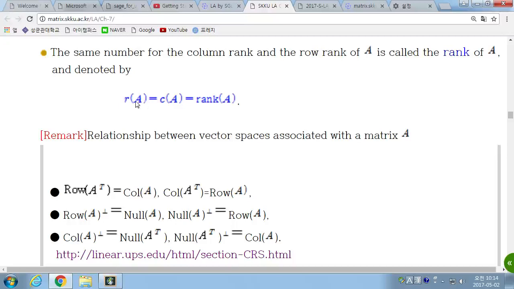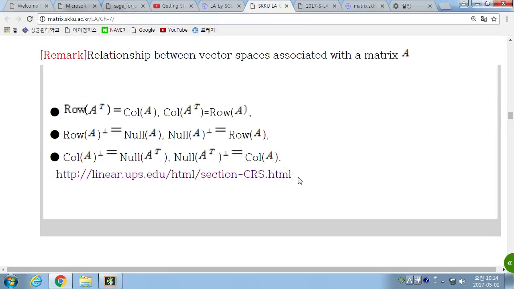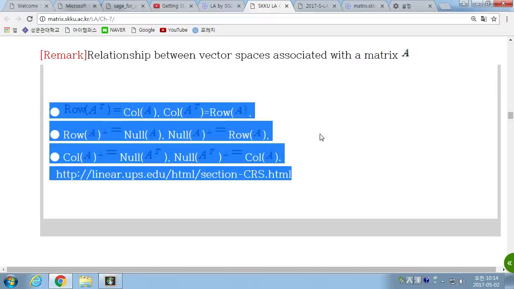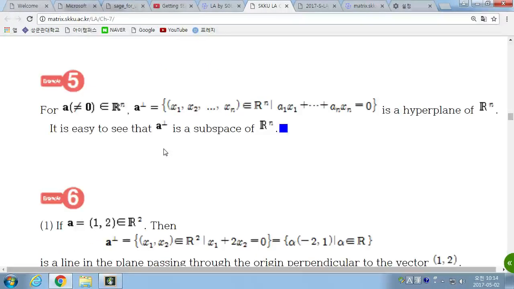So row ranks and column ranks are always same. So we define a rank of the matrix. From now on we don't need to say about the row rank of A or column rank of A. When you say just rank, that means the same row and column ranks. Okay? The rank is defined. If rank is defined, then we have the properties of between the row spaces and column spaces and the relationship to dimension. Let me see.